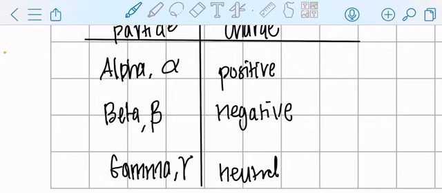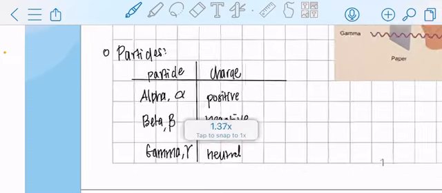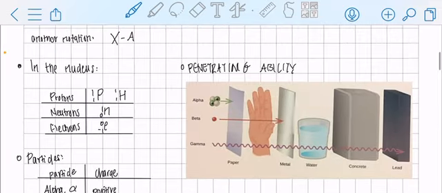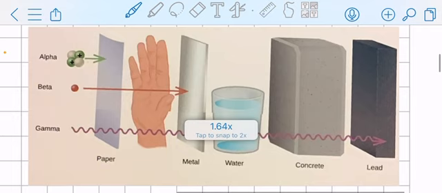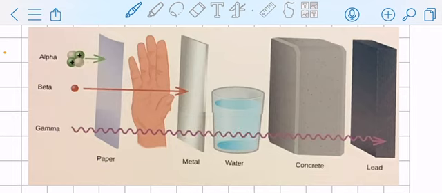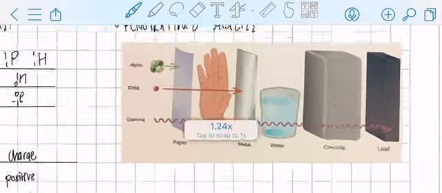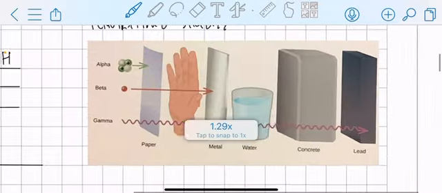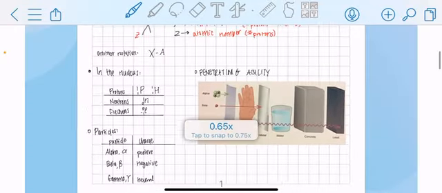Alpha particles are positive, beta particles are negative, and gamma particles are neutral in their charge. Their penetrating abilities vary. This is often tested, so it's important to remember that gamma has the highest penetrating ability, beta has medium, and alpha has the lowest penetrating ability. I like to remember it through this diagram.